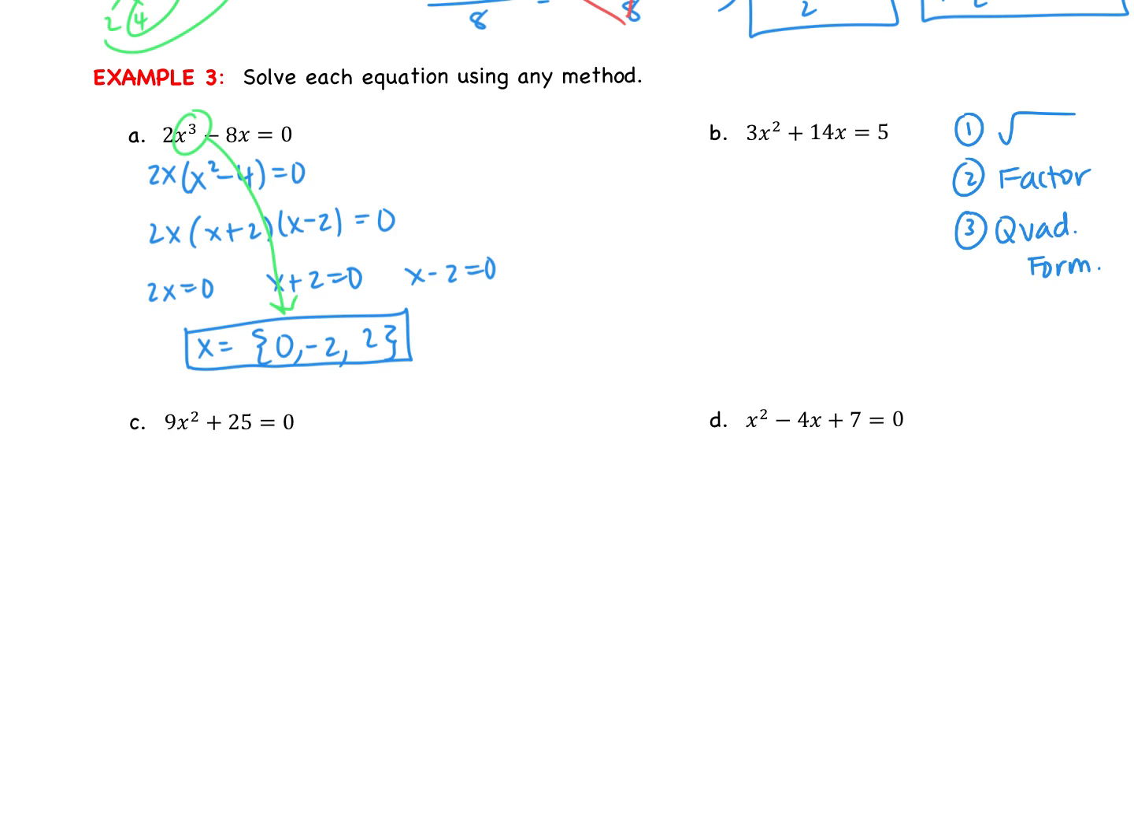Okay, we're going to do D, and then I'm going to leave you all to do B and C. Looking at D. Rachel, can I use the square root method? Quadratic. Yeah, you're really skipping ahead. Can't use the square root method. Kira, why can't I use the square root method? There's another x.